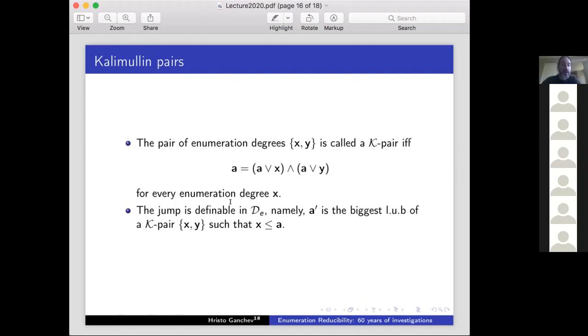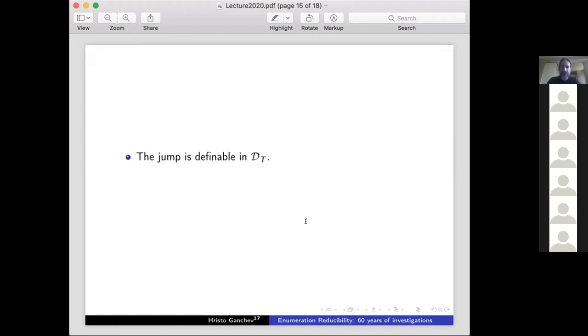As you can see, here is the definition. Kalimulin did give a definition of the jump operation in enumeration degrees using these Kalimulin pairs, and you can see that it's very simple. So here is the definition. A prime is just the biggest least upper bound of a K pair X, Y such that X is bounded by A. Even if you don't understand it, or you cannot grasp the idea directly, as you see, this is just one line. And if we had to go to the definition of the Turing jump, it would be much more complex.